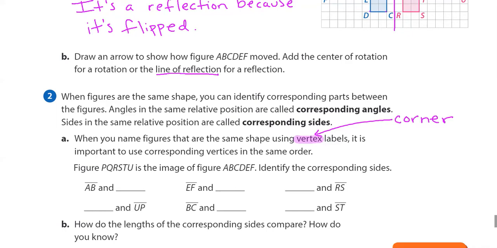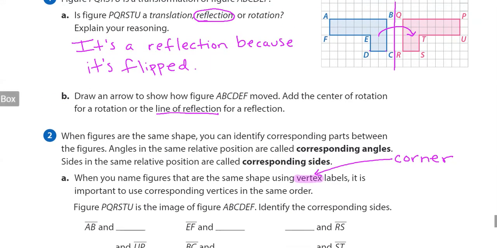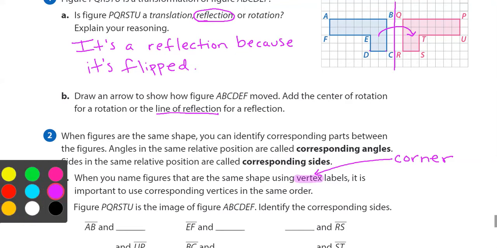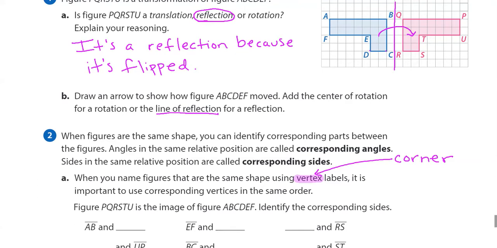So we've got the figure, the image. It's the image of the original. And we're going to identify the corresponding parts. So, okay, we've got line AB. The little line across the top means we're looking at a line. So line AB. I'm going to change over to orange. So line AB, well, what's its corresponding line? PQ. Line PQ. You could have done QP. It doesn't matter. It's the same line. Just which way you're labeling it doesn't really matter.